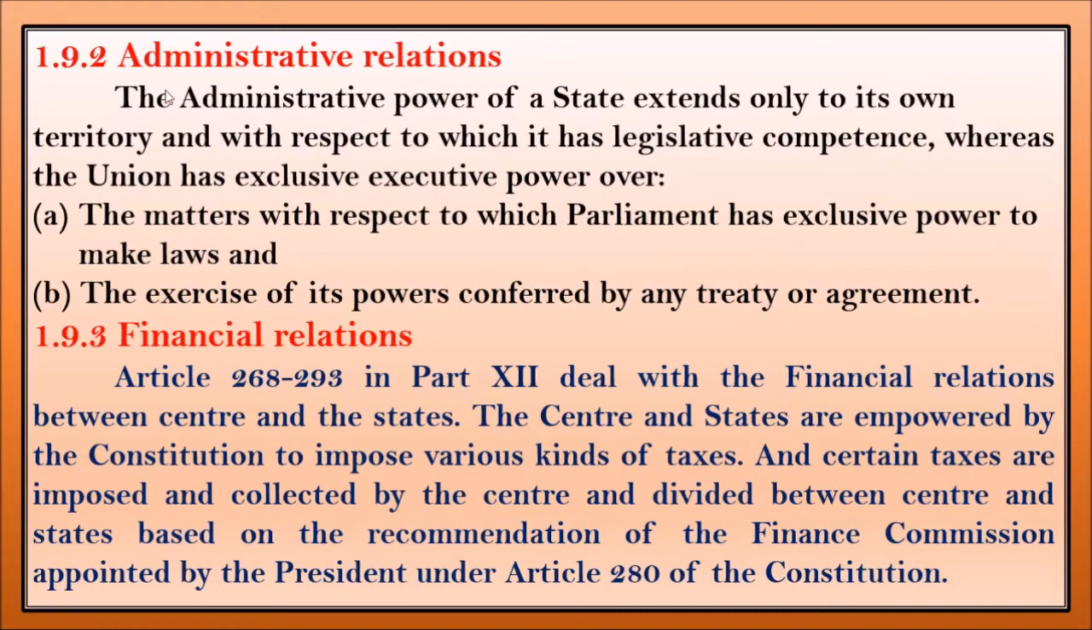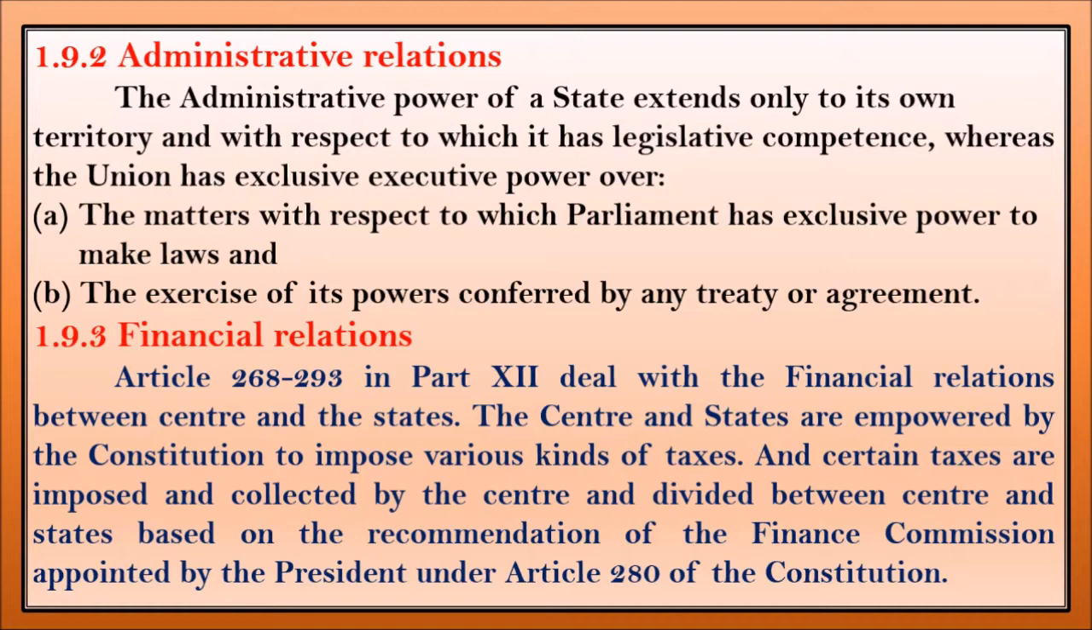Now coming to the administrative relations. The administrative power of the state extends only to its own territory and with respect to which it has legislative competence, whereas the union has exclusive executive power over the matters with respect to which Parliament has exclusive power to make laws and the exercise of its powers conferred by any treaty or agreement. So here children, what is meant by legislative competence?